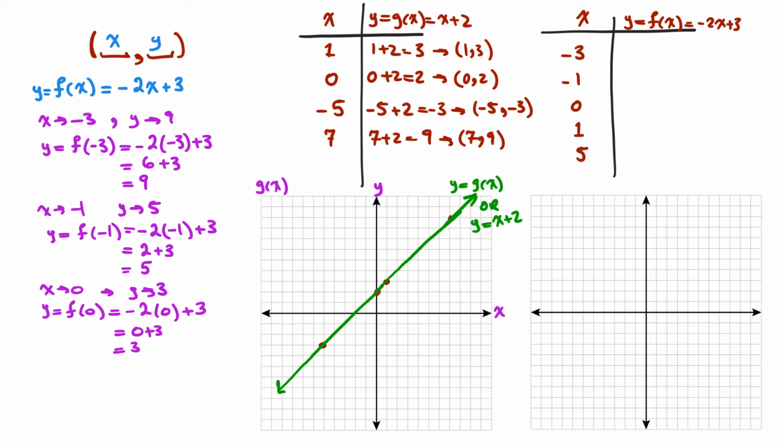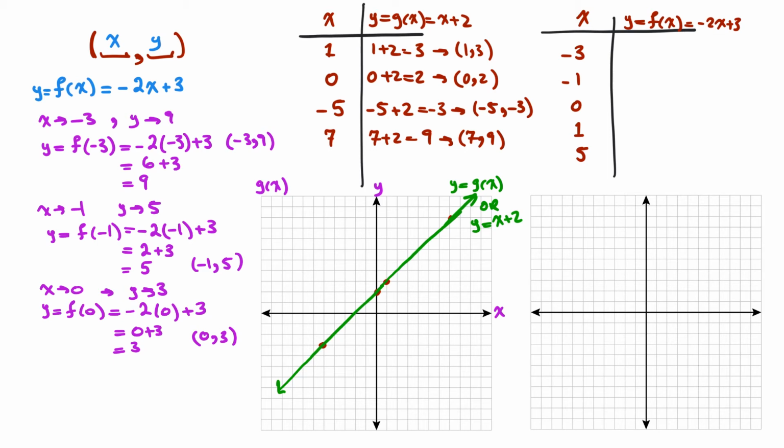So a few points here that I got. One is x is negative 3, y is 9. Here x is negative 1, y is 5. Here x is 0 and y is 3. Let's do the last point too.